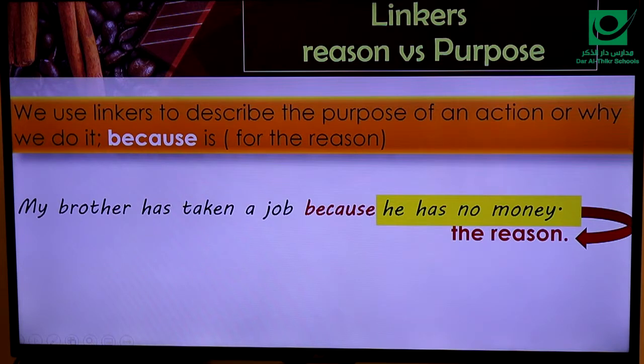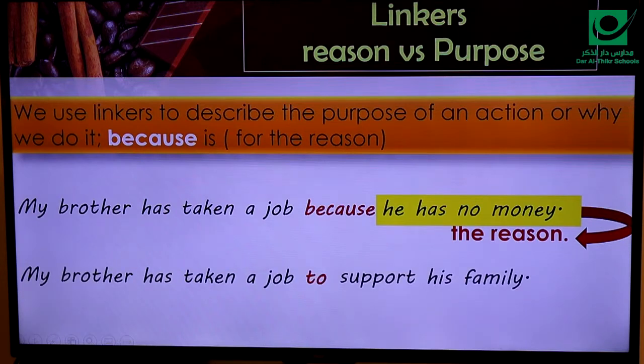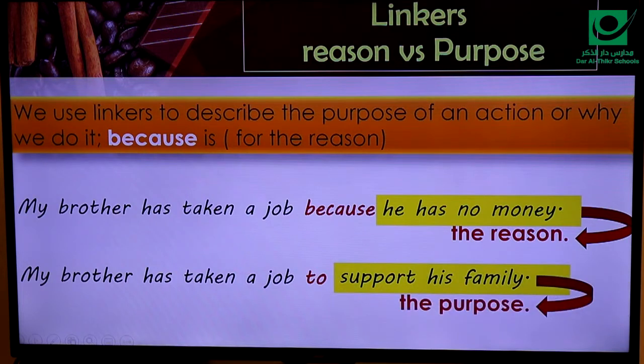Let's take another example, the same example actually, but with a different thing. My brother has taken a job to support his family. This is different somehow. In the first one, you have a full sentence: he has no money. But in the second one, after to, you only have the base verb. So, to support his family. Support his family here is the purpose of the job, why he takes a job. So here we have two different things. For the reason we use because, and for the purpose we use to.